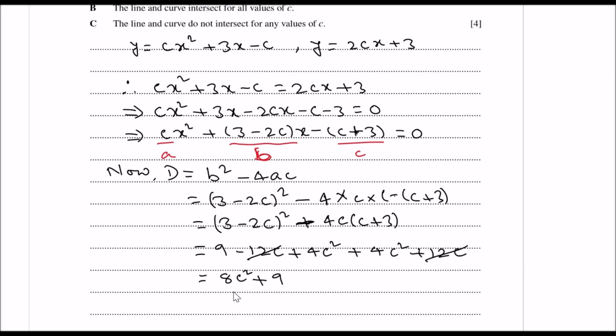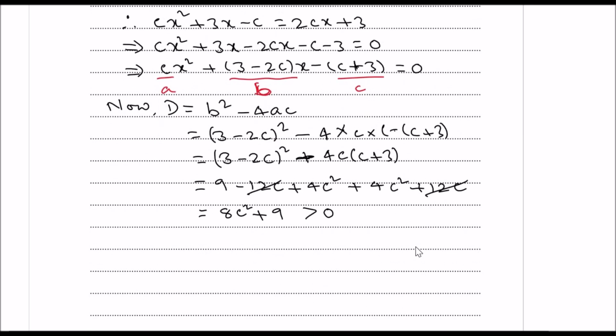And as we can see that c is a square term, 8c square. So constant c, even if it is negative, we get finally 8c square plus 9 is always positive. That means this will give us always greater than 0, because c is squared. So even if it is negative, when we will square it, we will get positive. So 8c square plus 9 is always positive or always greater than 0.